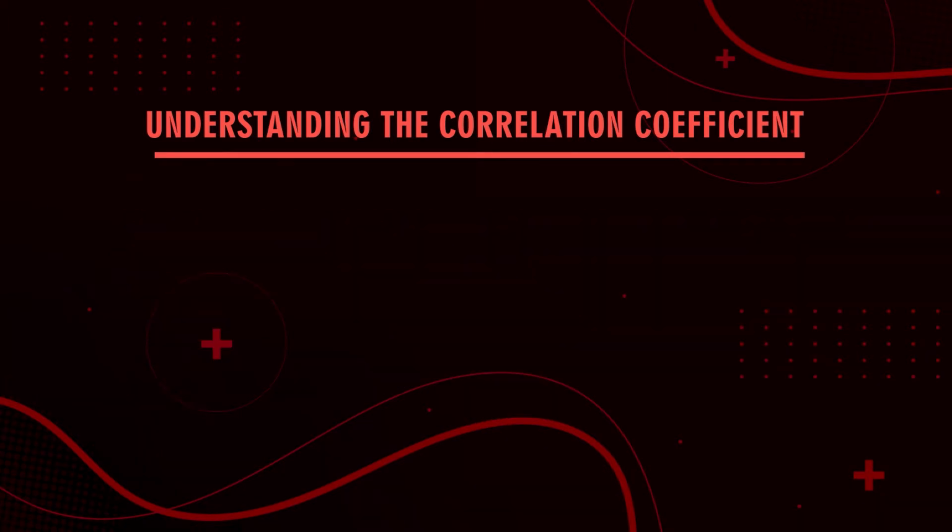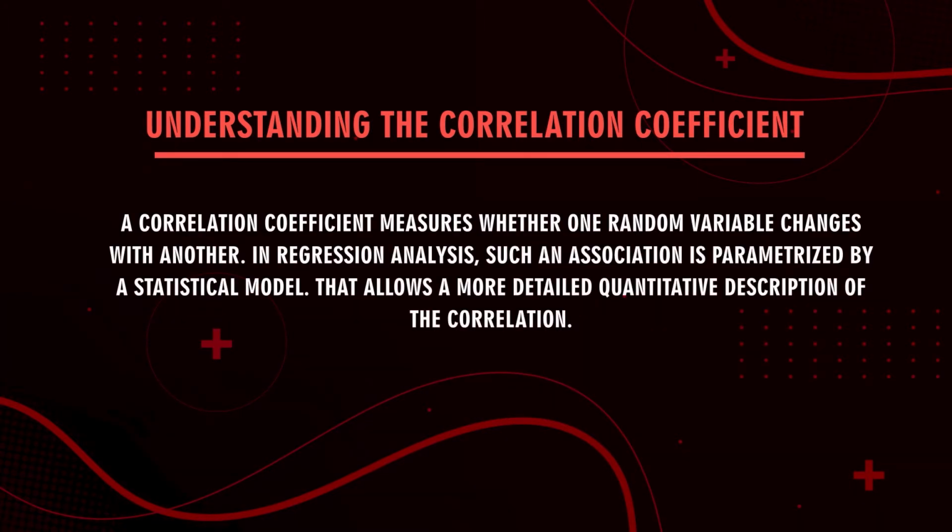We will see how this coefficient of correlation is very important. The correlation coefficient measures whether one random variable changes with another, and in regression analysis, such an association is parameterized by a statistical model, which we are going to talk about in more elaborate manner in our coming sessions, which focus exclusively on regression analysis. So it allows a more detailed qualitative description of the correlation.